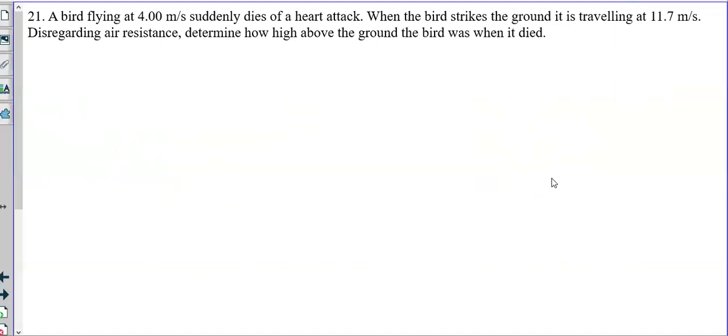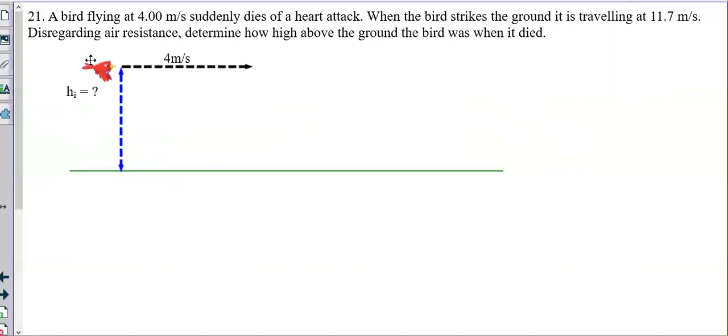So if we ignore all air resistance, let's determine how high above the ground the bird was when it passed on. I've got a little GIF animation from a website there. It's flying through the air at 4 meters per second, at some initial height. We don't know what the initial height is. All we know right now is 4 meters per second, so we know it has kinetic energy.